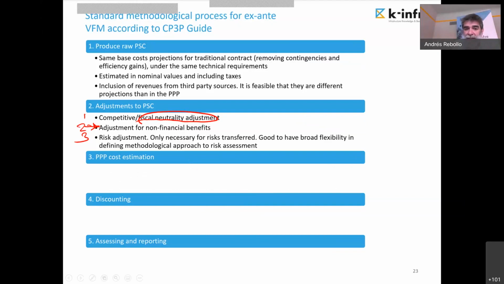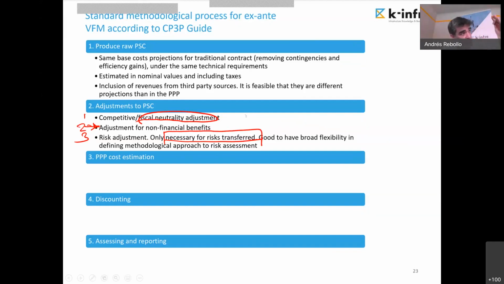The guide says it's okay if you just get the risk that you transfer in the PPP and adjust. But we will see that some countries are incorporating the value of all risks, either retained or transferred. So if you incorporate the value of the retained risks in the PSC, you will need to incorporate it in the PPP as well. But it's neutral.